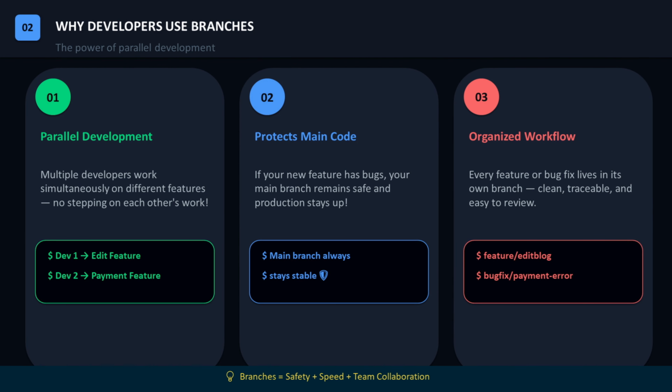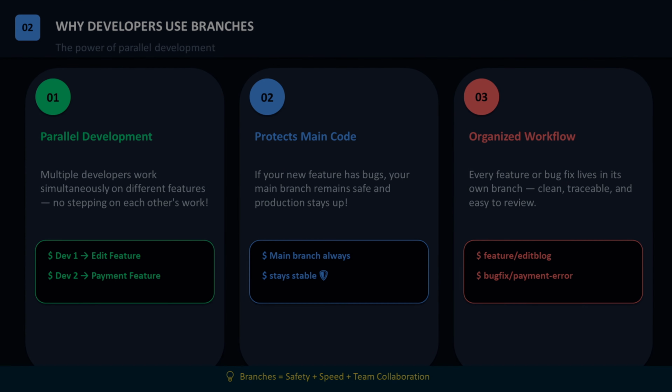Why do developers use branches? First, multiple developers can work on different features at the same time. For example, developer 1 works on the edit block feature and developer 2 works on a payment feature. Both can work separately. Second, it protects the main code. If your new feature has a problem, your main branch remains safe. Third, it helps to organize development work. Every feature or bug fix can have its own branch.